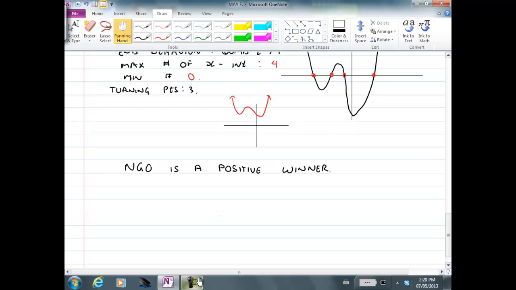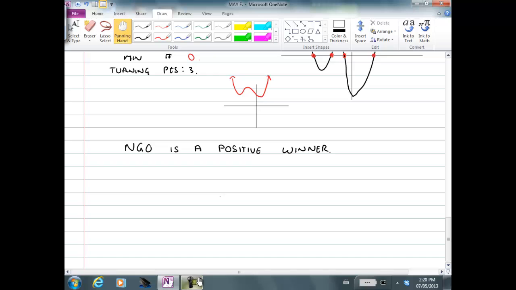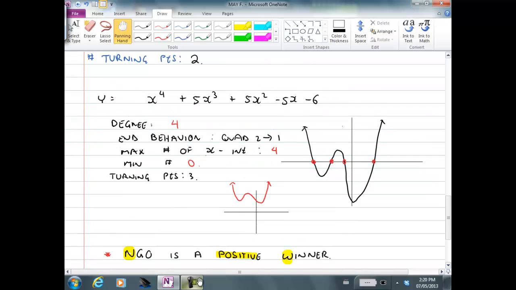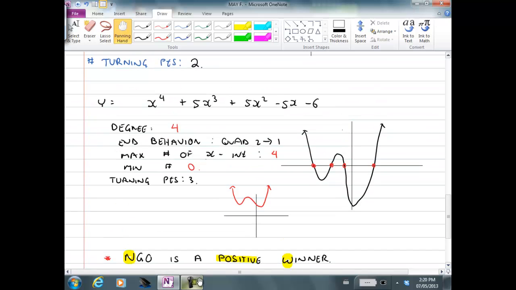One sentence that will either make you or break you on the test. Here's my little trick. Positive. If it's positive, what shape is it going to be? It's going to look like an N. And it's also going to look like a W. Look at this. See, look at the 4th degree. 4th degree looks like a W. And it's positive. Because they're going to ask you this.